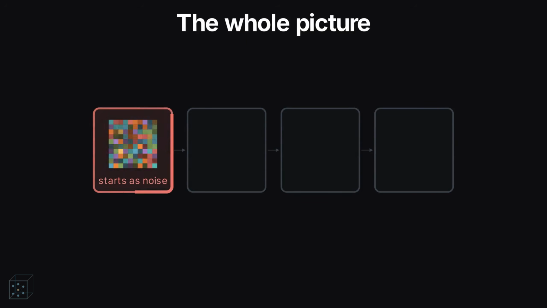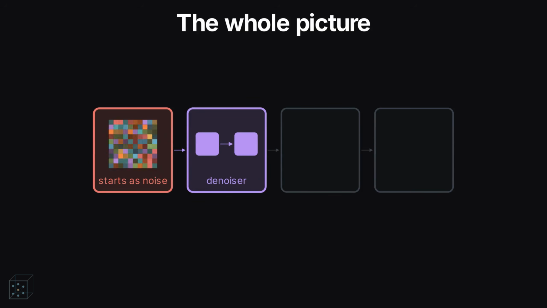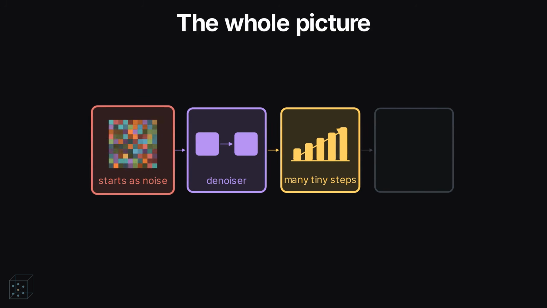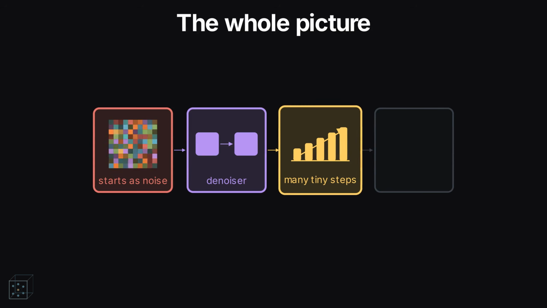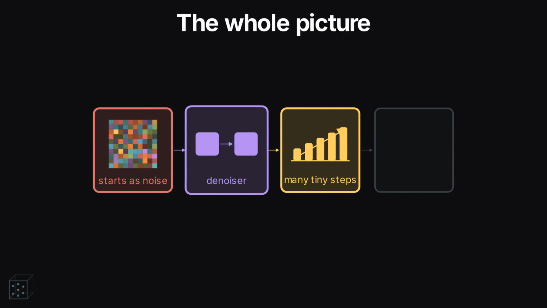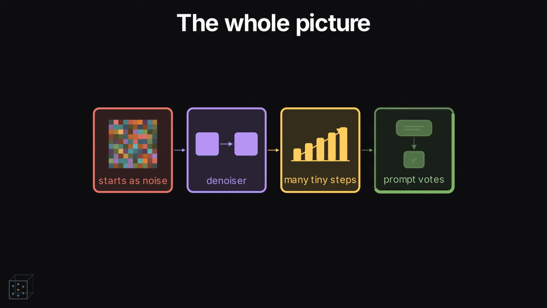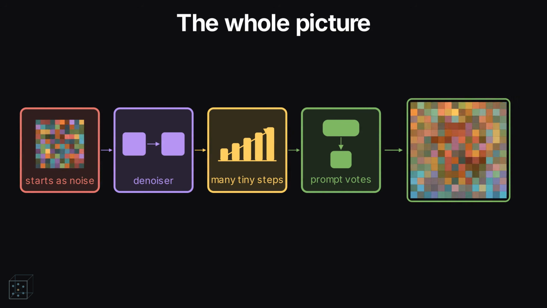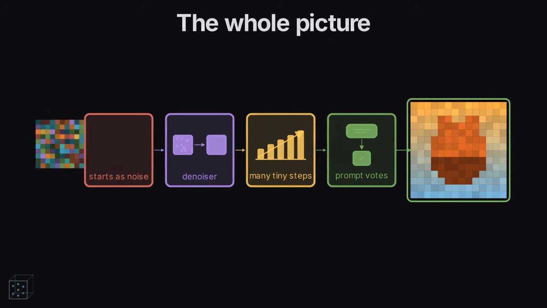So here's the whole picture. An AI image starts as pure noise, not a blank page. The model learns one trick, spot the noise so it can be removed. It cleans in many tiny steps, never one leap. Your prompt votes at every step, steering which picture emerges, and after a few dozen gentle wipes, static becomes art. That is a diffusion model.